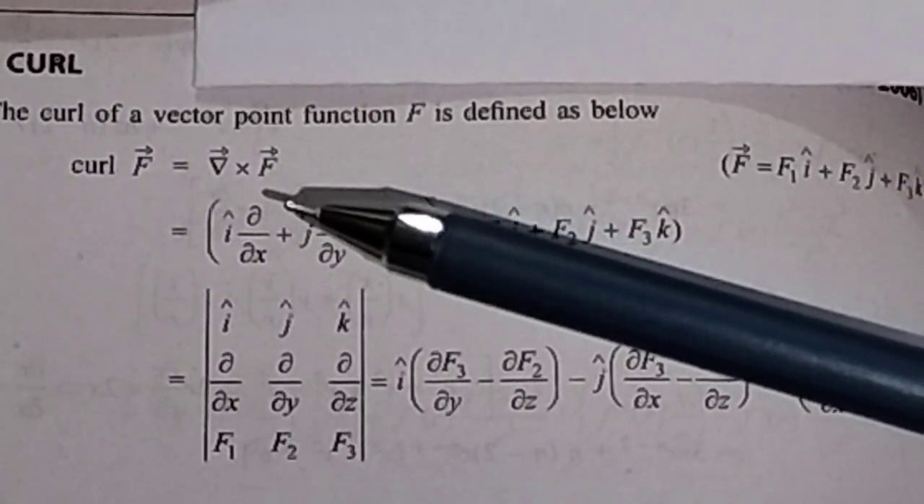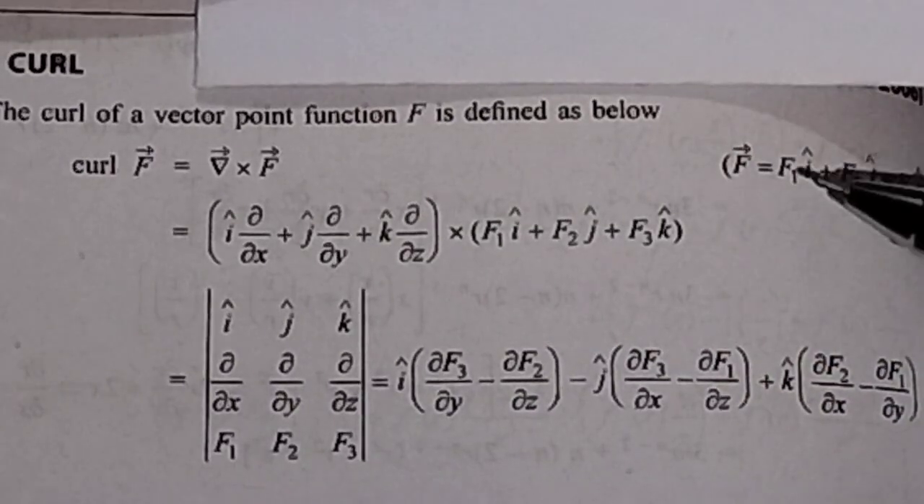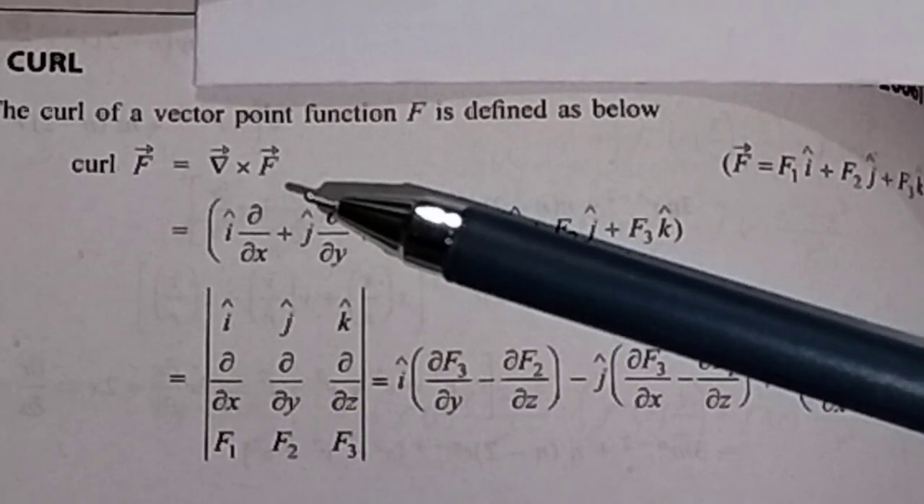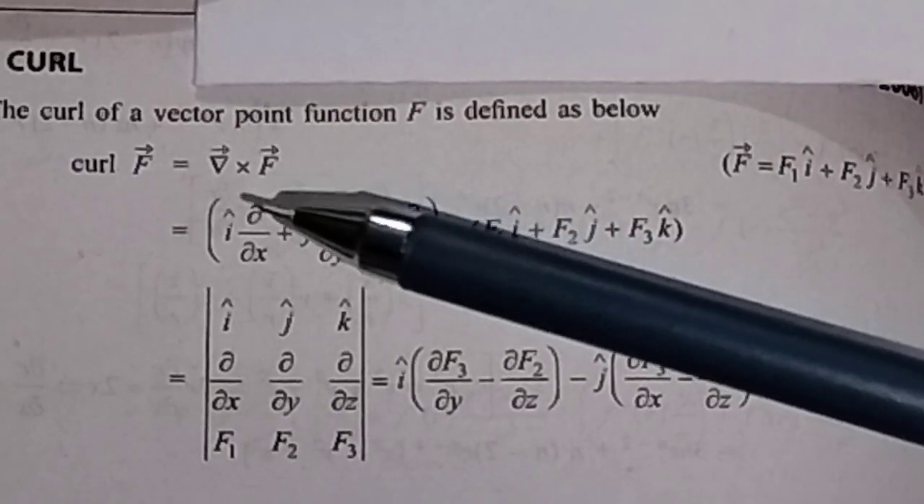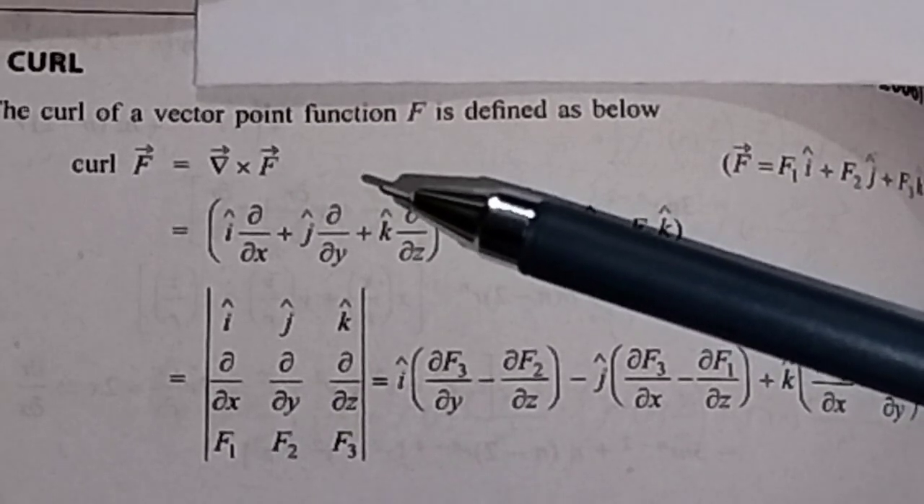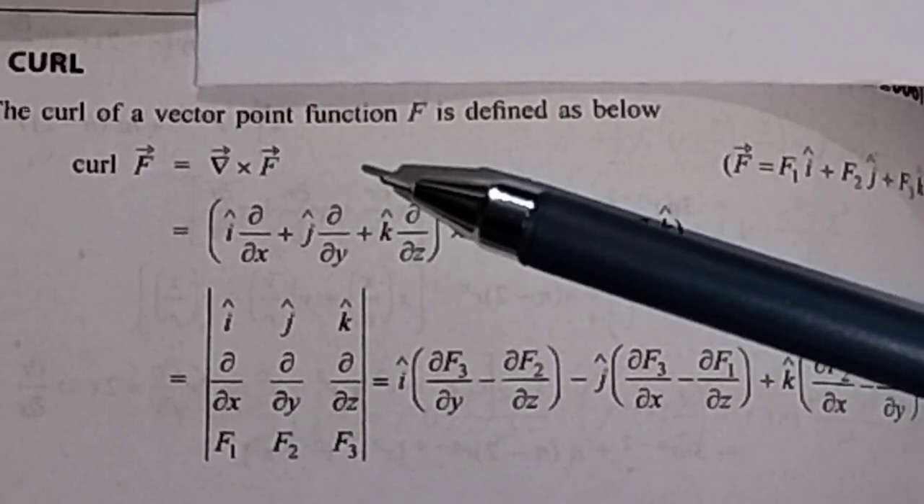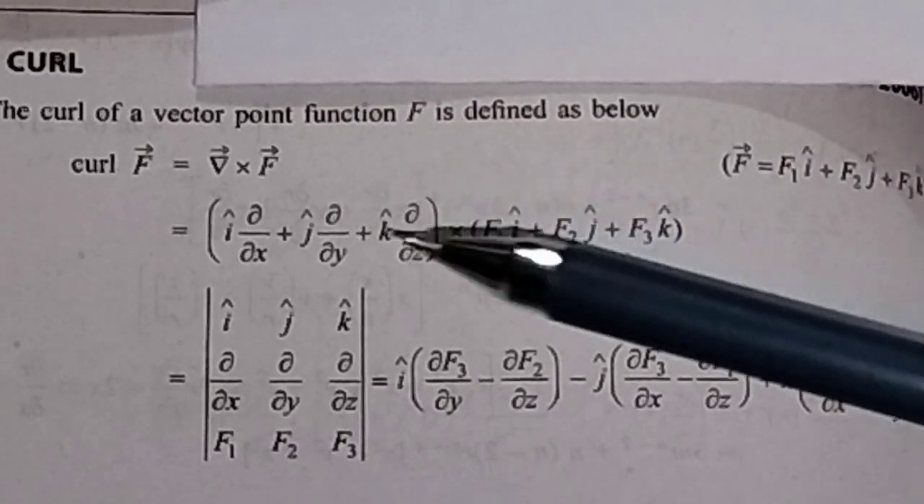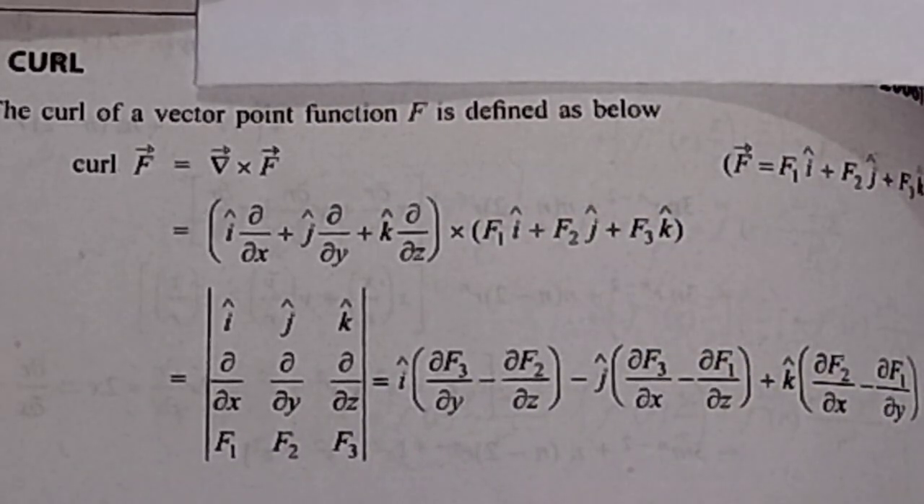Curl of a vector field, suppose the vector field is F, is represented by del cross F. That means it will give you rotation. The cross product will give you rotation. If the curl is negative, then the rotation will be clockwise, and if the curl is positive, then the rotation will be anti-clockwise.